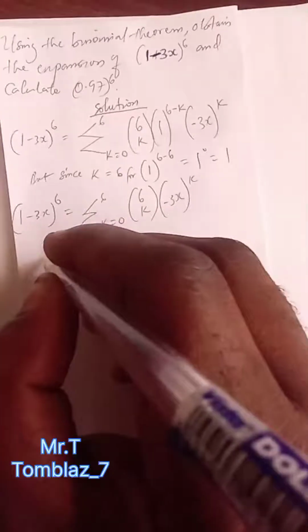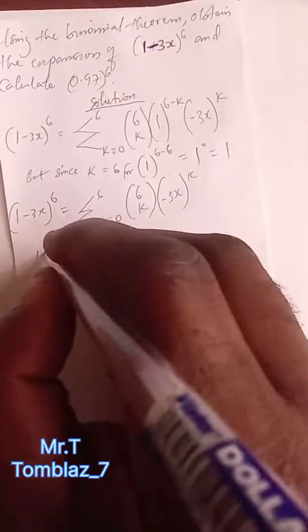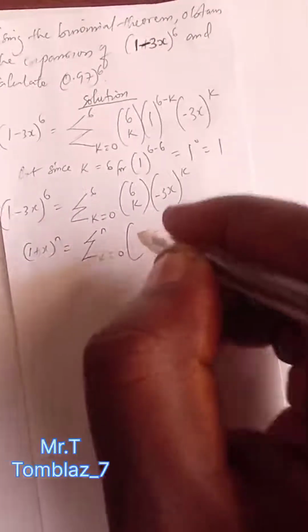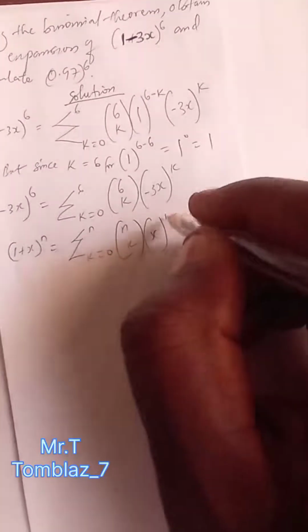So we can simplify this to be (1 minus 3x) raised to power 6 is equal to the summation, k equals 0 to 6, of 6 combination k into (minus 3x) raised to power k. This is gotten from the fact that we can just use a summation. Let's say I have (1 plus x) raised to the power of n. Then I can just summarize it to be the summation, k equals 0 to n, of n combination k, and then x raised to the power of k.